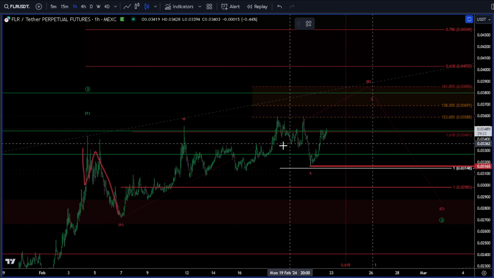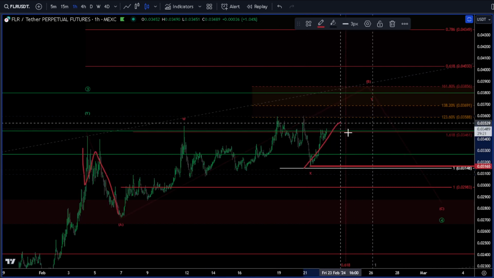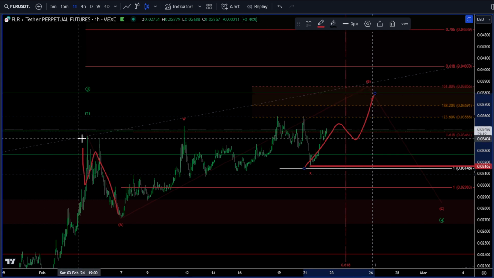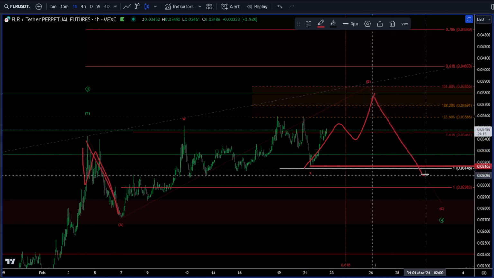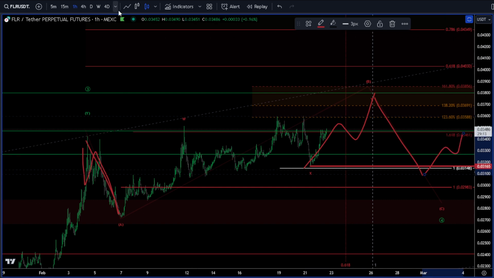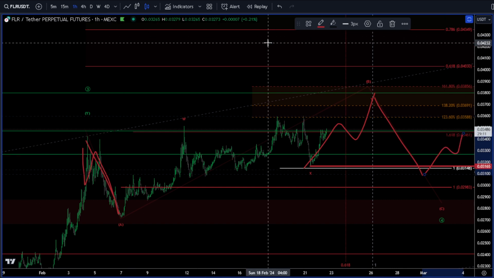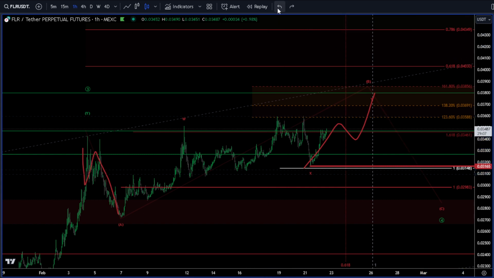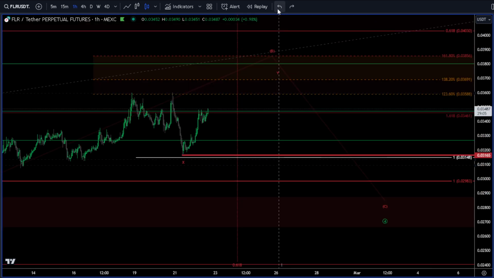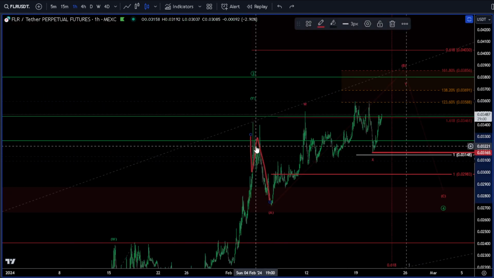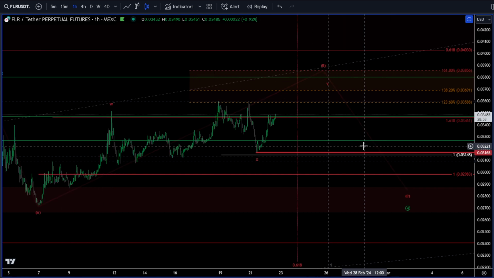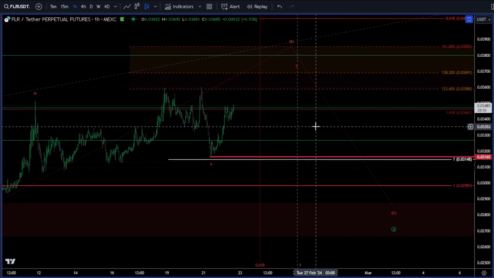So my primary is still that we get a 3-wave move here. We come back and make a 1-to-1 extension of this move to the downside before we start our 5th wave, because that fits best with our guidelines currently. Now, if you're an active trader, there's a lot of scalp opportunities here.